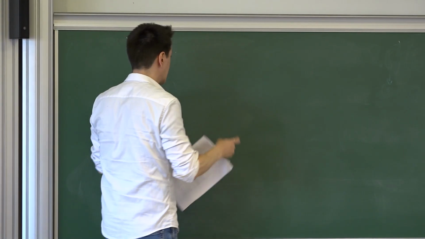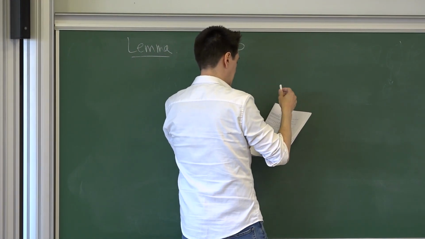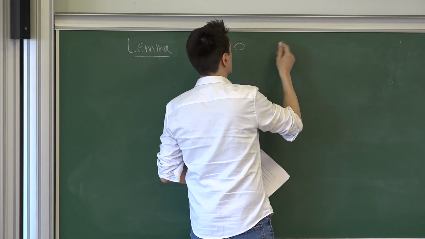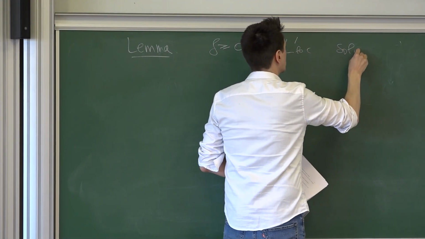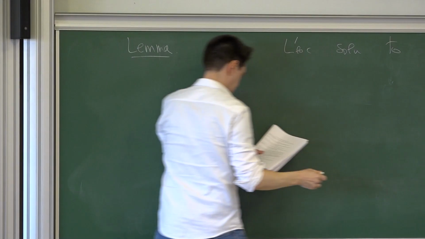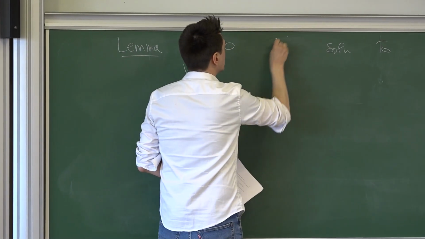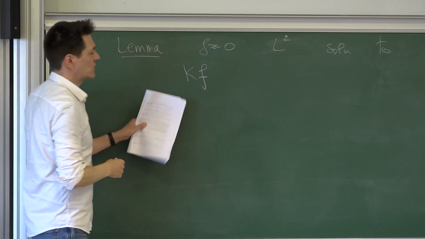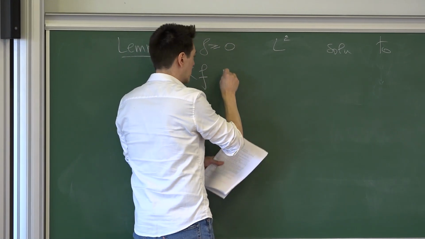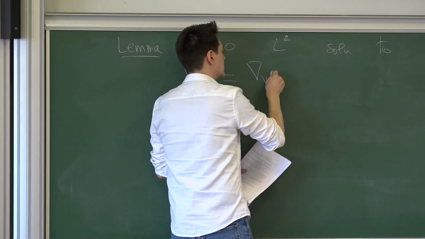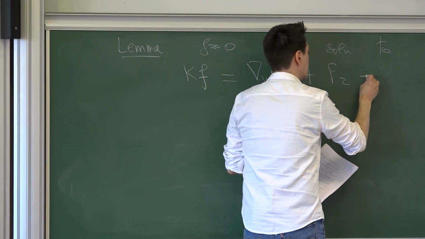So this is a correct statement. If you have F non-negative, at least an L1 log solution, or you can put it better or whatever, L2, it doesn't really matter. You just need to be able to perform the estimates. K of F is equal to divergence v of capital F1 plus capital F2 minus M.